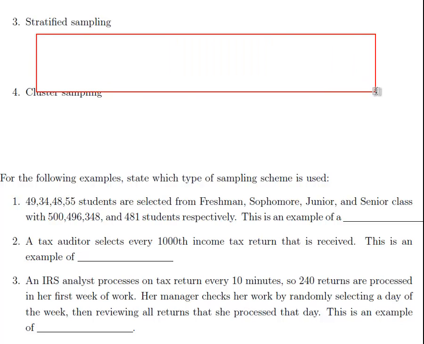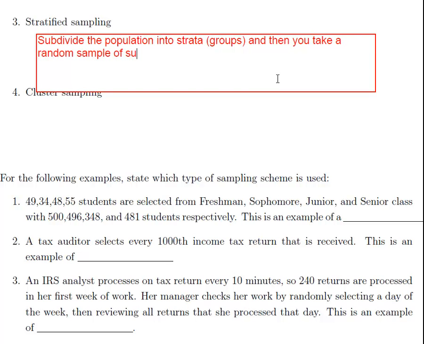So we'll go over stratified first. So a stratified sample means that you're subdividing the population into strata or groups. And then you take a random sample of subjects within every group. Okay, so I emphasize the every group because that's what makes it different than the cluster sampling.